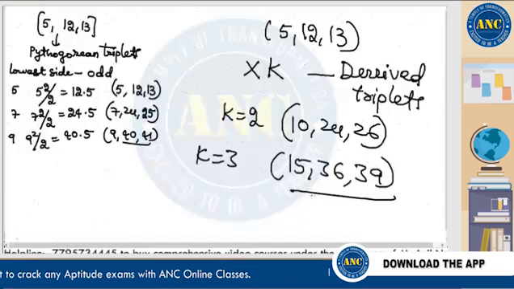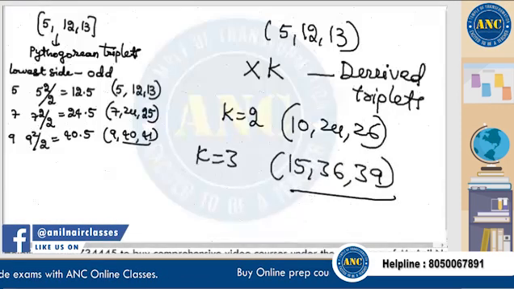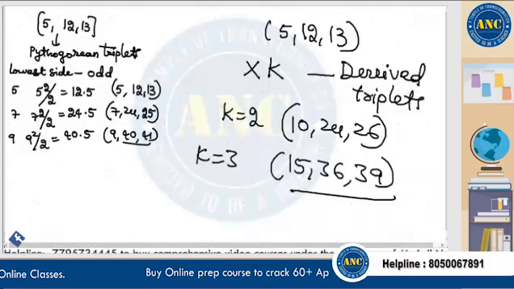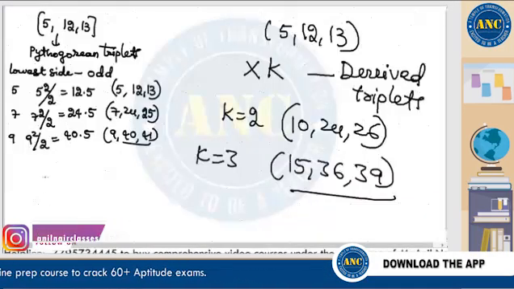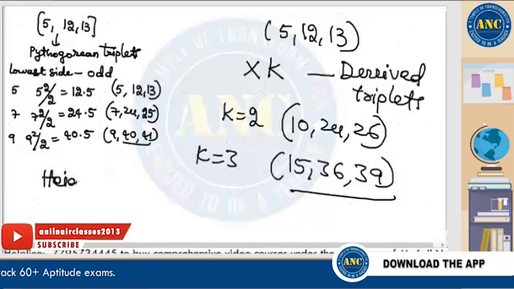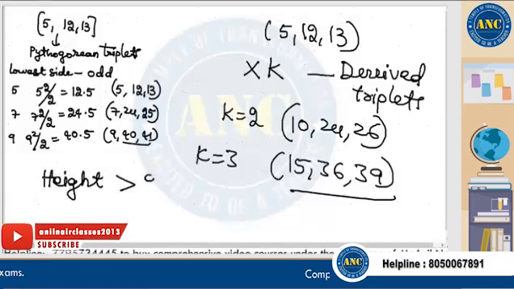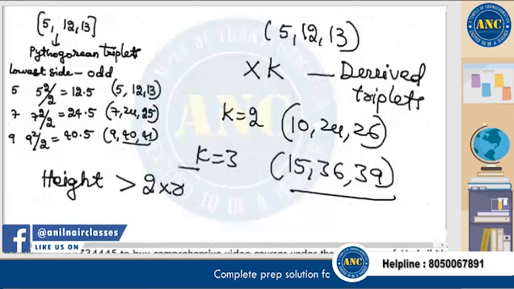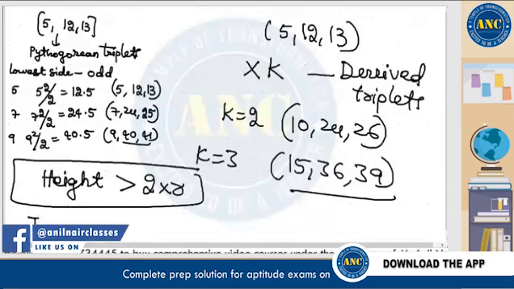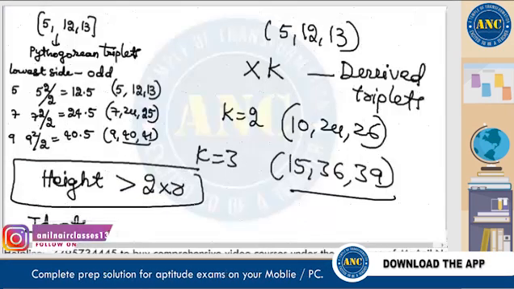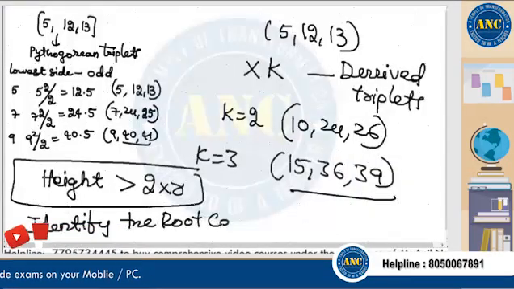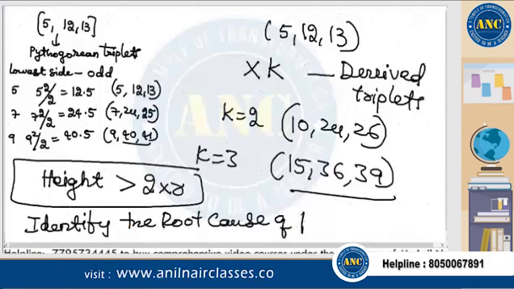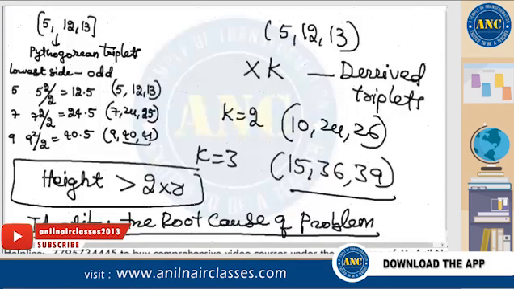I hope each and every question, please listen carefully. Beautiful concepts we are going to discuss through each and every problem. Again and again I am repeating, what is the idea? Height is always greater than 2r, that is, 2 into r. This is the root cause of the problem. Identify the root cause of the problem. Once you identify the root cause, everything else will follow.